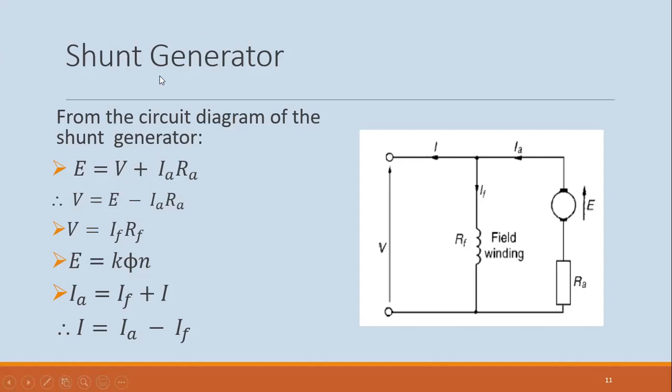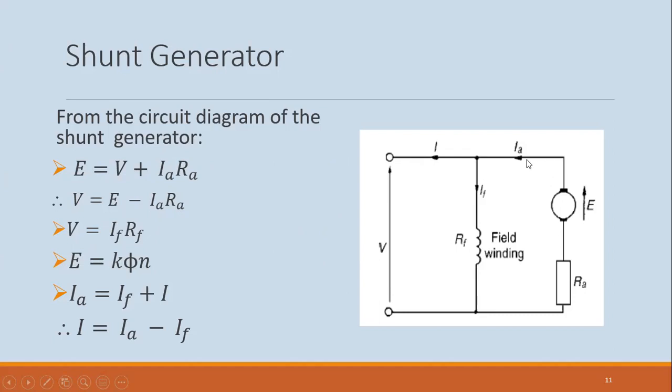So if I want to find out what that terminal voltage is, and remember the terminal voltage is what will be connected across the load somewhere out here, V would be equal to E minus IARA, which is what we had found before. And V is also across this parallel branch here. V is also equal to IFRF. And from before, we know that E is equal to K phi N.